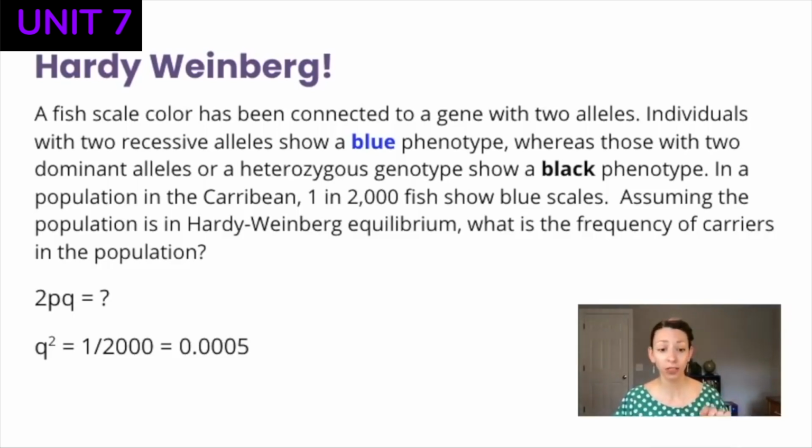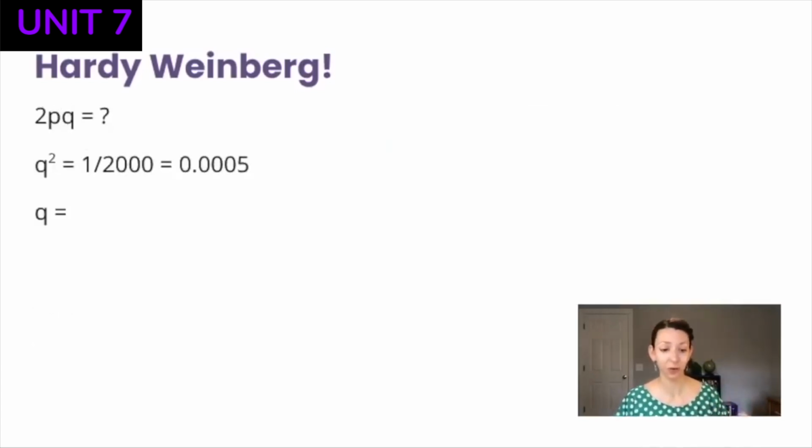Well, let's get Q first. Get the square root of 0.0005. That's going to give us 0.0223. Again, I've rounded a little bit here.